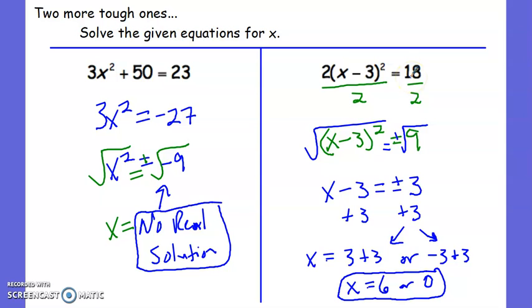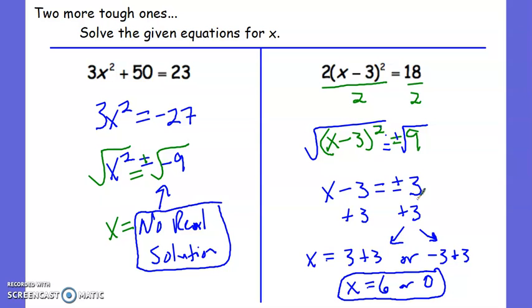So the idea is I'm going to go backwards. I'm going to get rid of the 2 first. I'm going to divide by 2. Now let's get rid of the squared because it's outside of the quantity. We can just say the square root of the whole thing. Square root of something squared cancels away. We just get that x minus 3 left over. On the other side, the square root of 9 is 3, and don't forget the plus or minus.